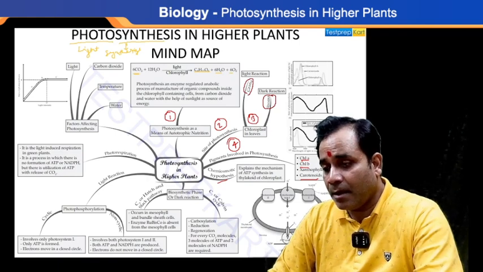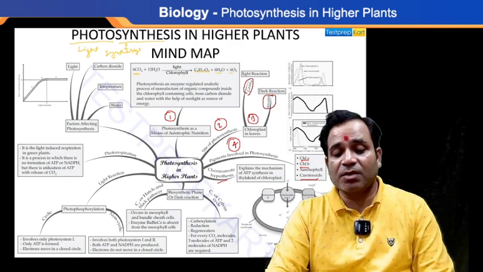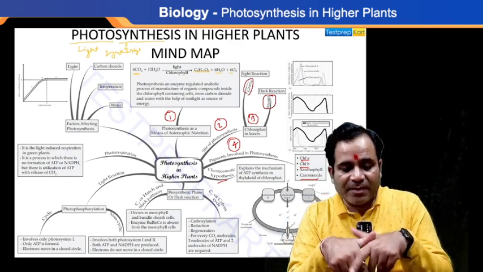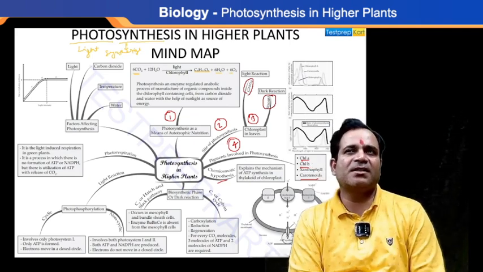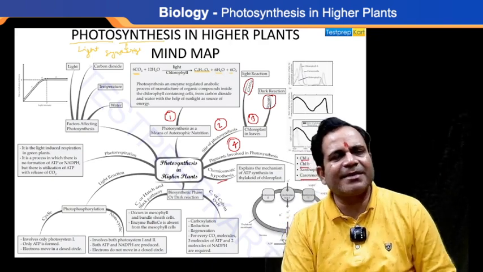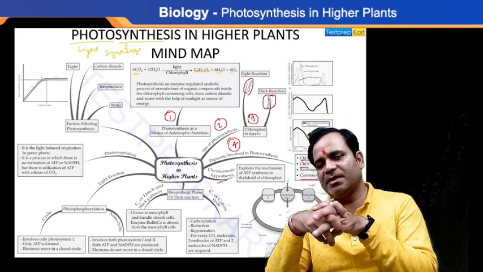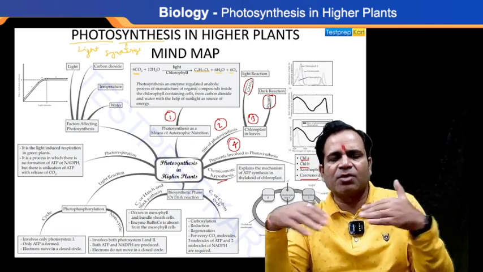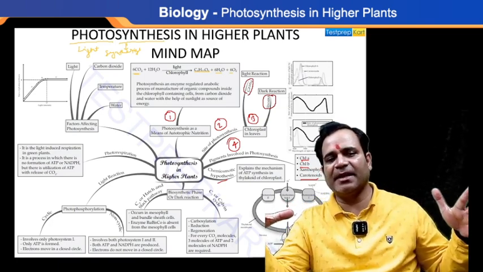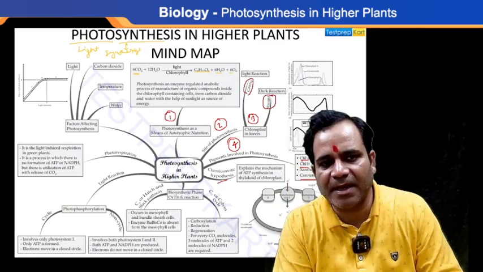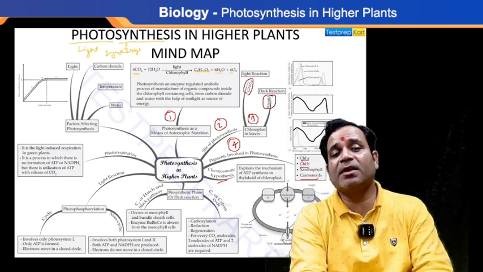Now another term, photorespiration. Photo means light, and respiration means, in humans, taking in oxygen and giving out carbon dioxide. In plants, it is light-induced respiration in green plants, my dear. So we call it photorespiration. It is a process in which there is no formation of ATP or NADPH, but there is utilization of ATP with the release of carbon dioxide.